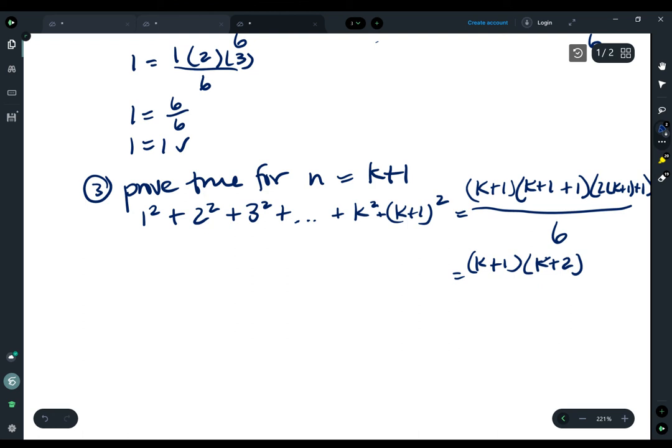And then I want to think about what's going on in the parentheses here. This would be a 2k plus 2 plus another 1. This is 2k plus 3. So now that I have that all cleaned up, I'm really going to work on the left.